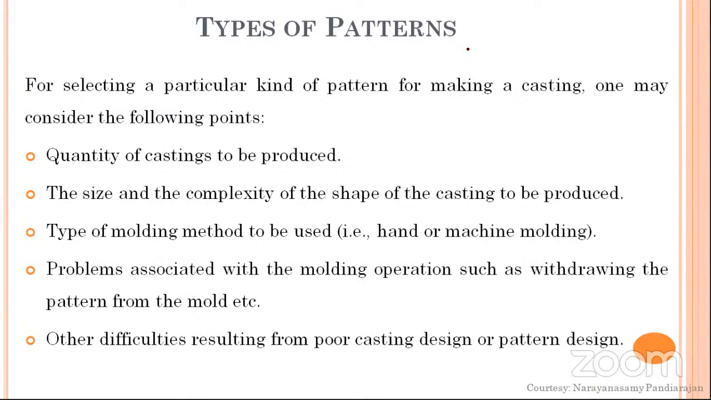Okay, but that is not the only requirement. There are other things to be looked into, and these are the following. First and foremost, which type of pattern you have to select depends on the quantity of castings to be produced, whether you are going to produce 100 components or 1000 components. Second is the size and complexity of the shape, whether it is a simple square, rectangle, circle or sphere, or a complicated shape.